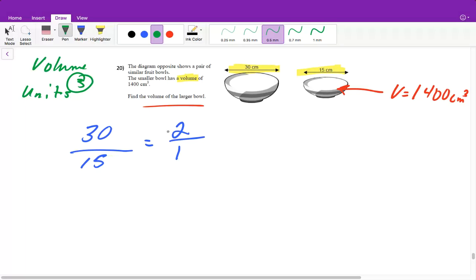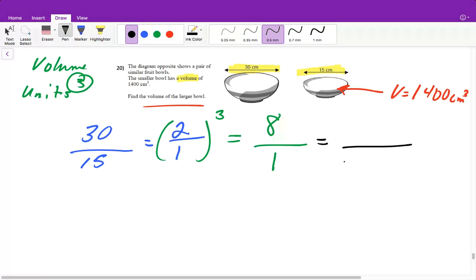Now our units for volume is units cubed. So unlike with the area, we need to cube our ratio. Well, 2 cubed is equal to 8, and 1 cubed is still 1. Right? Then we need to go ahead and set it equal. So the volume of the smaller figure is 1400. Well, since this is our smaller figure down here, the volume needs to go in the bottom. All right? The volume of the larger bowl, we don't know.